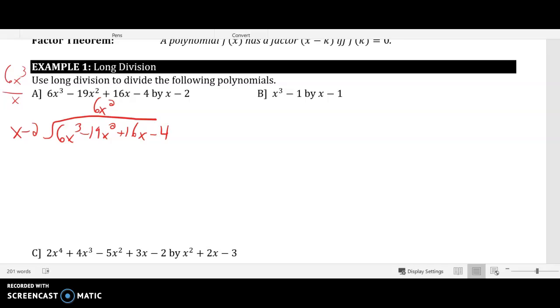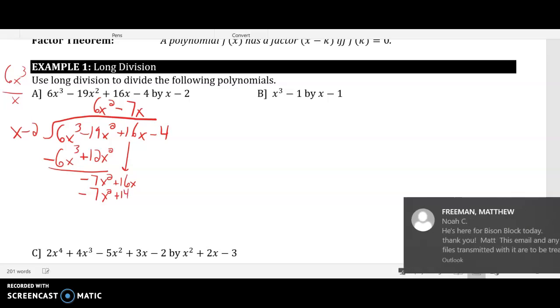And then you take this and you multiply here. So that's 6x cubed minus 12x squared, and now you need to change the signs. Subtract, add. Cubes go away, you get negative 7x squared. Bring down your next number. Then you're going to take negative 7x squared and divide by x. That's going to give you negative 7x. And you multiply. It's going to give you negative 7x squared plus 14x.